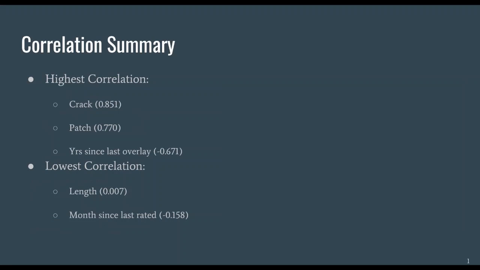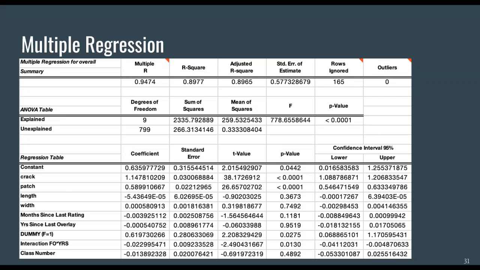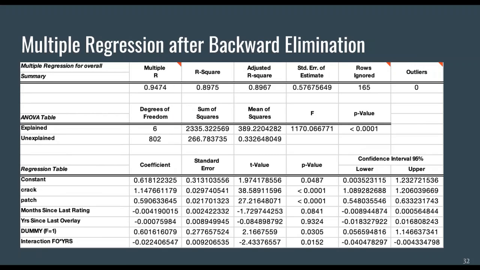And our correlation summary was that the highest correlations are crack, patch, and year since last overlay, and the lowest ones were length and month since last rated. So to build our model, we built a multiple regression with all of the variables we described earlier, but we wanted to take that one step further, so we did a backwards elimination to end with just 6.